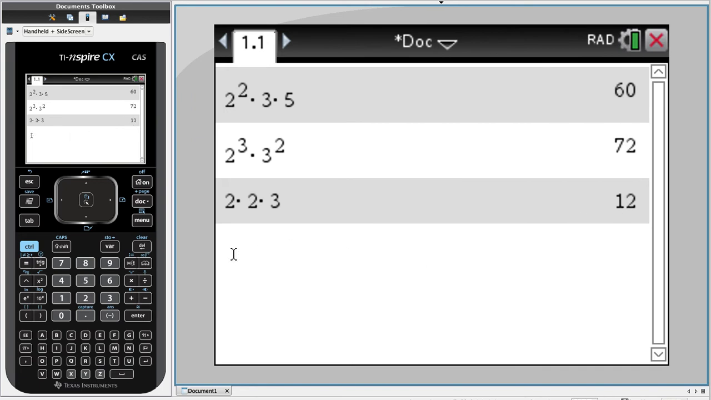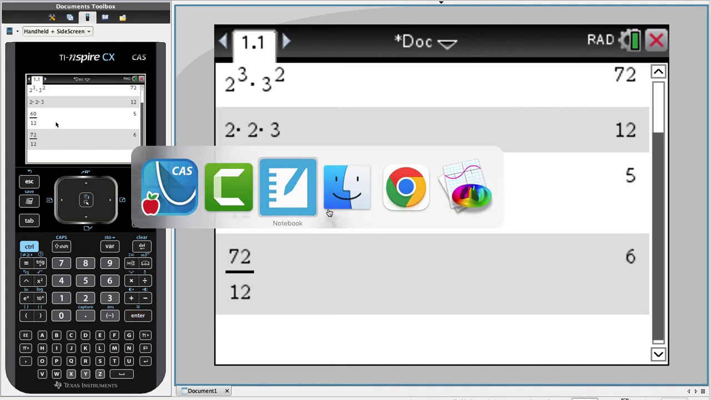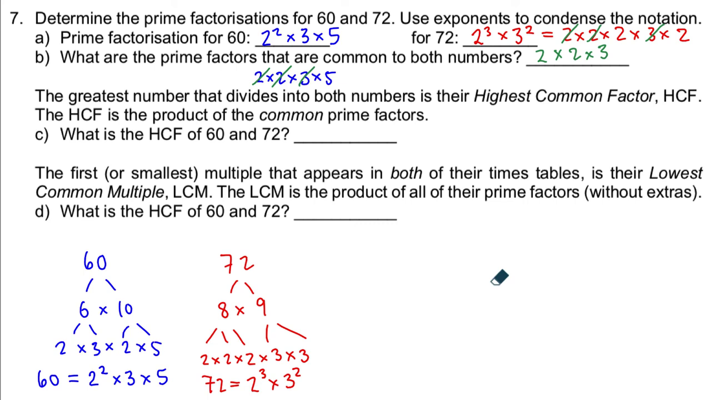So what we're finding is that if we do 60 divided by 12, we get a whole number, and that whole number is 5. Likewise, 72 divided by 12 gives us a different whole number, but that means that 12 divides both into 60 and 72. There is no bigger number than 2 times 2 times 3 that will divide into 60 and 72. So the highest common factor, or the biggest number that will divide evenly into both numbers, the HCF, is the product of these common factors, 2, 2, and 3. And so 2 times 2 times 3 is the HCF.